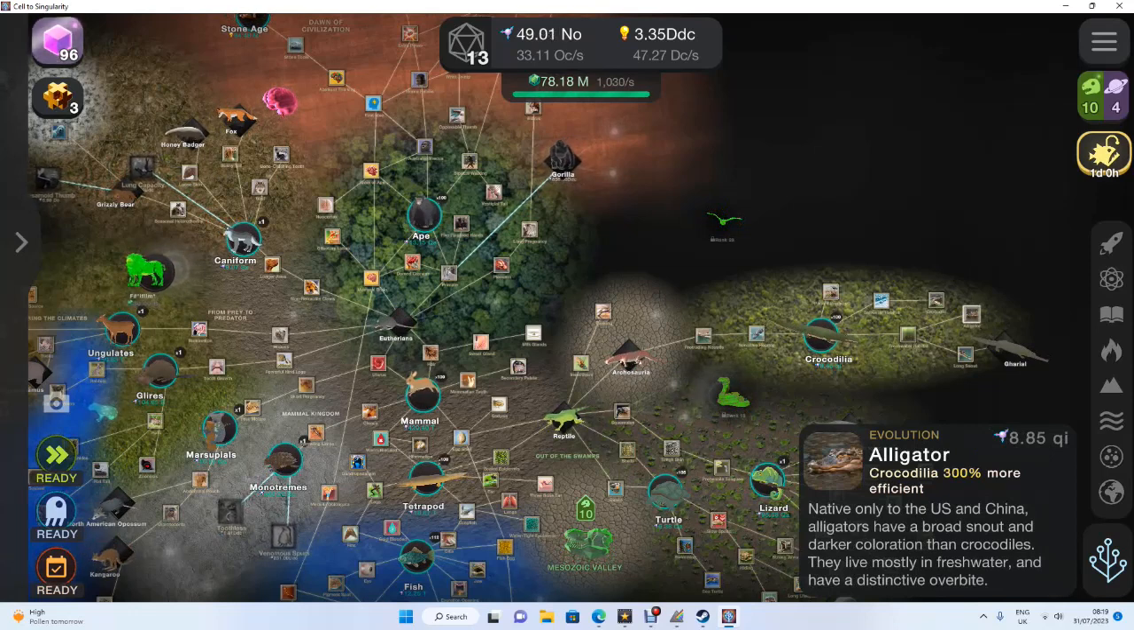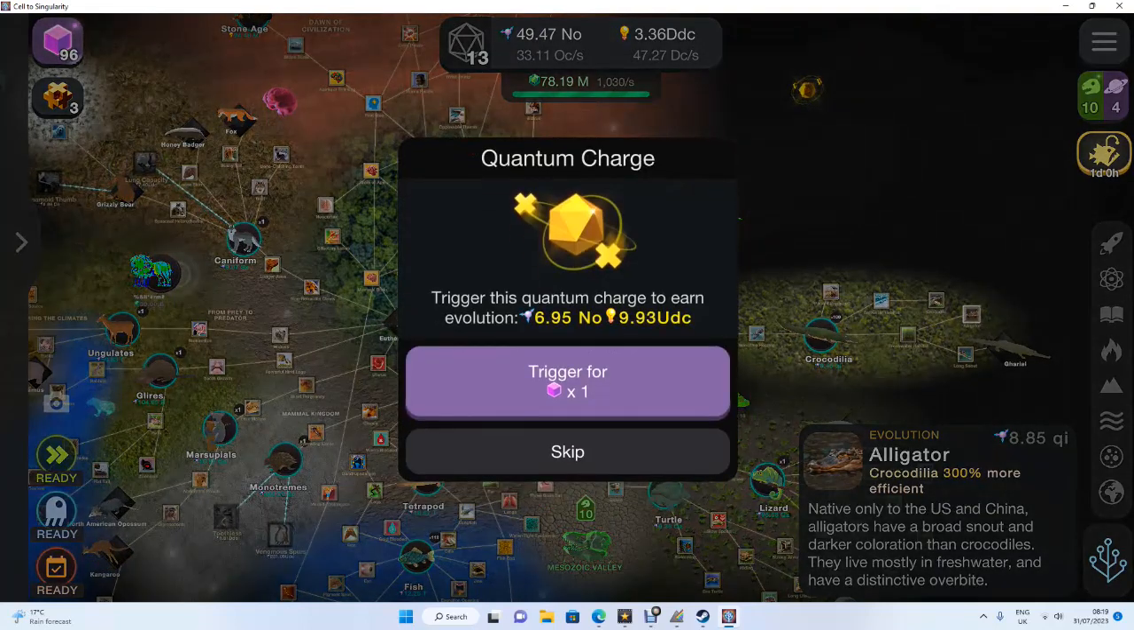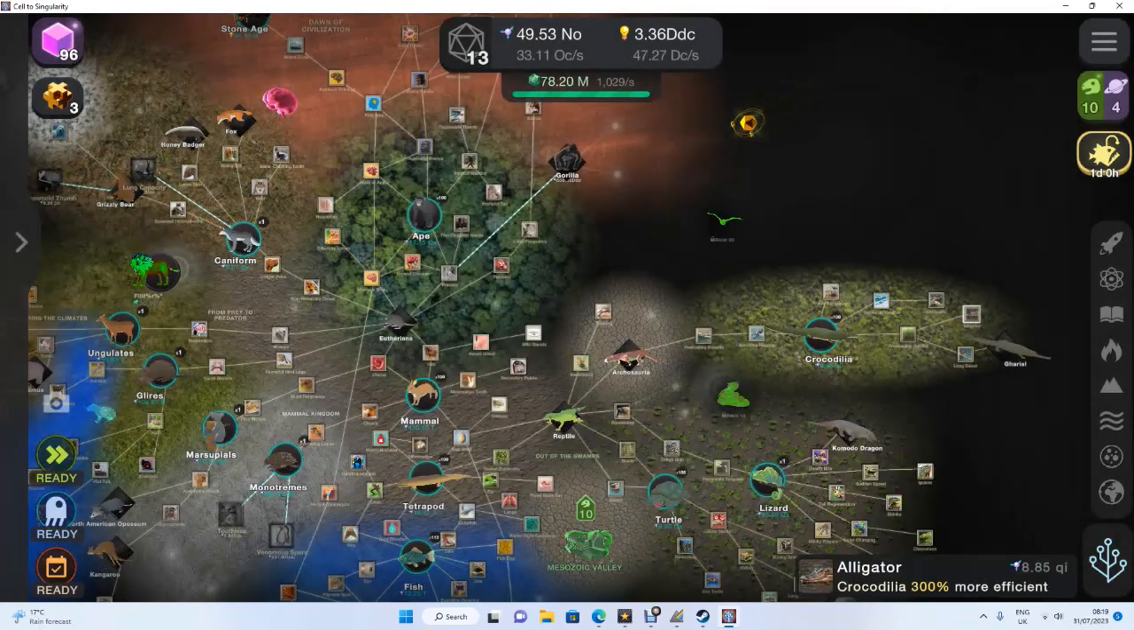Alright. Alligator. Native only to the US and China. Alligators have a broad snout and a darker coloration than crocodiles. They live mostly in fresh water and have a distinctive overbite. Oh, alligators have overbites. Crocodiles don't.